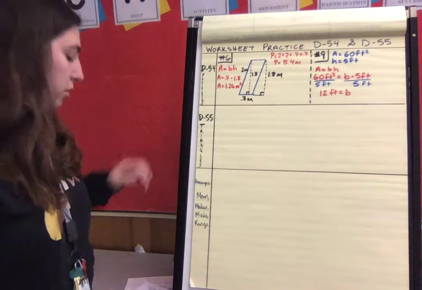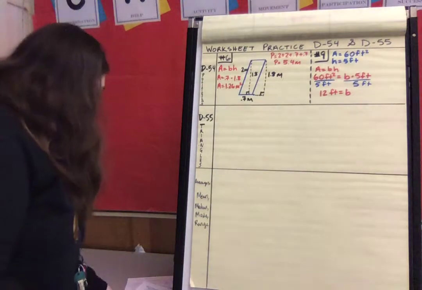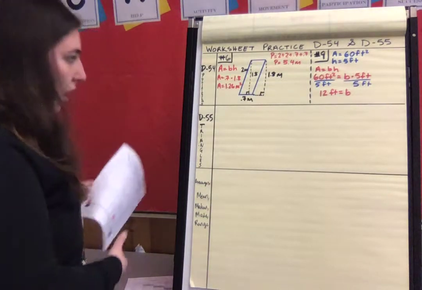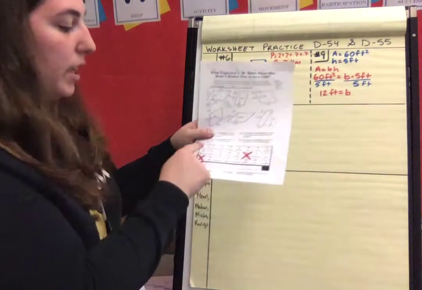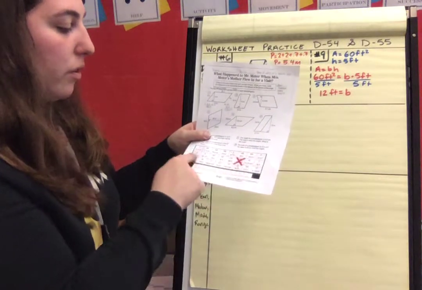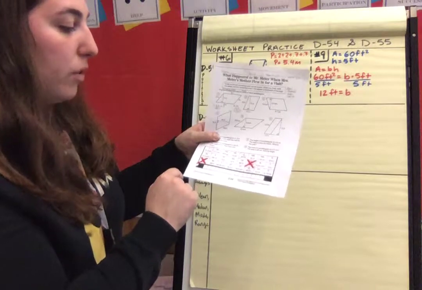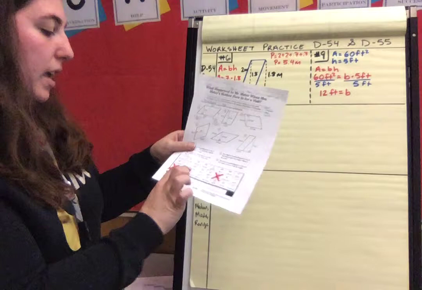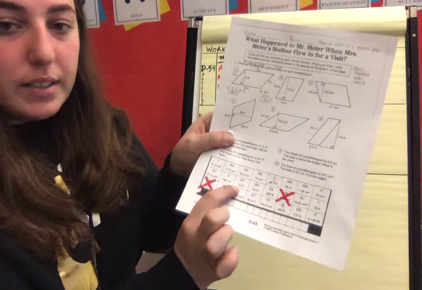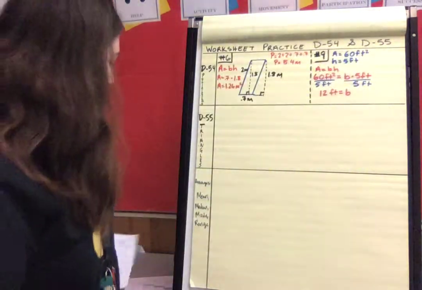Now let's move on to D55 worksheet. Oh, I would also, after you've answered it, look for your answer over here. So our answer was 12 feet. And we find it right here. It's the letters NT, so I would just cross that off.